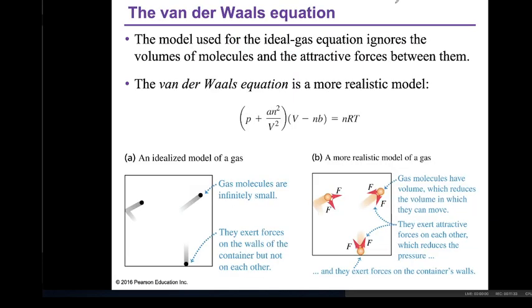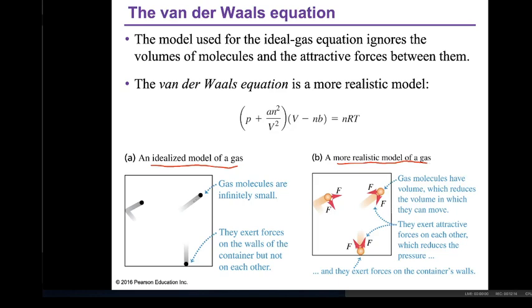Now let's talk about the van der Waals equation, which describes interactions between molecules. Here we use gas molecules as examples. The model used for the ideal gas equation ignores the volume of molecules and the attractive forces between them. Here is the ideal gas model, and here is a more realistic model of gas. Let's see the difference between ideal gas and realistic gas.